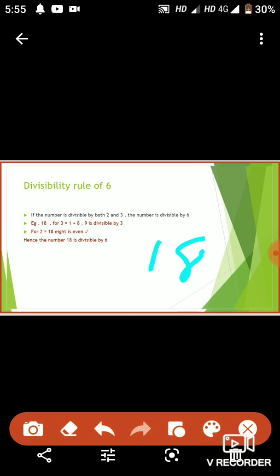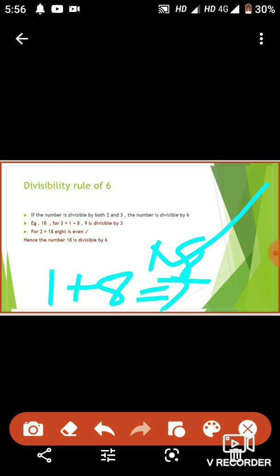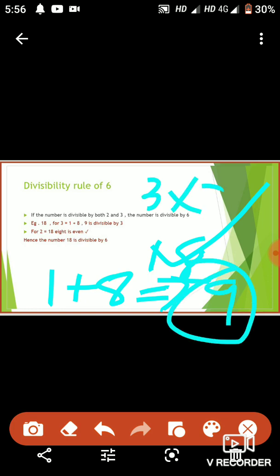So the divisibility rule of 2 says that the last digit should be even. So yes, 8 is an even number. It is divisible by 2. Sum of the numbers, this is the divisibility rule of 3. So 3 3s are 9. That means 18 is divisible by 3 too.